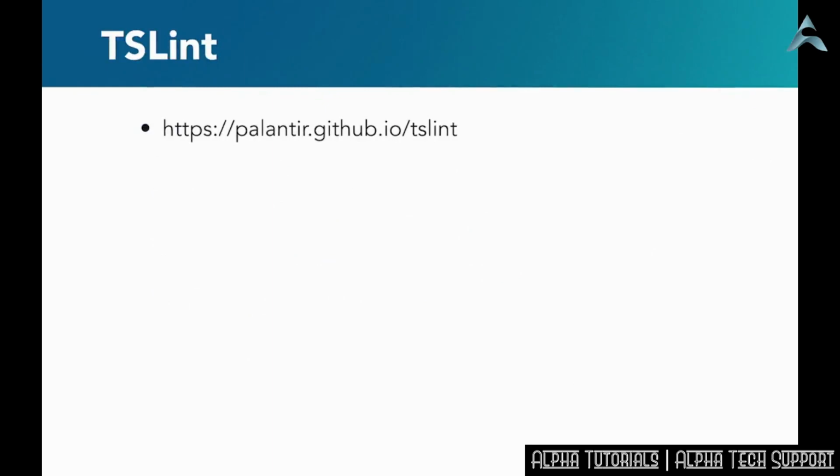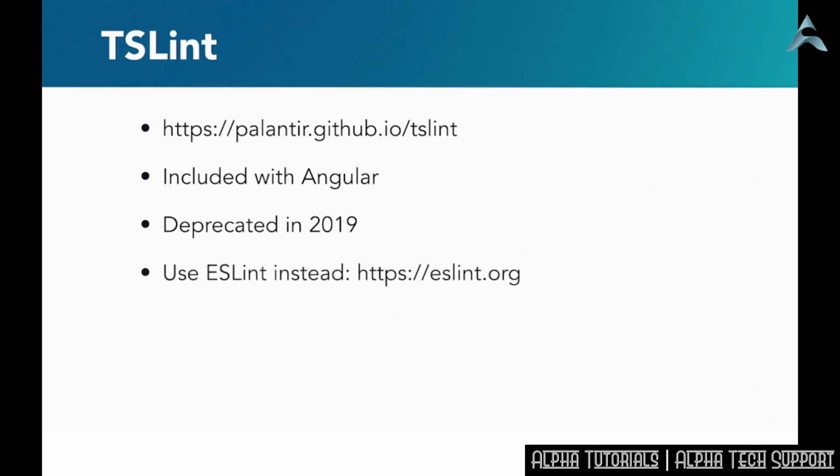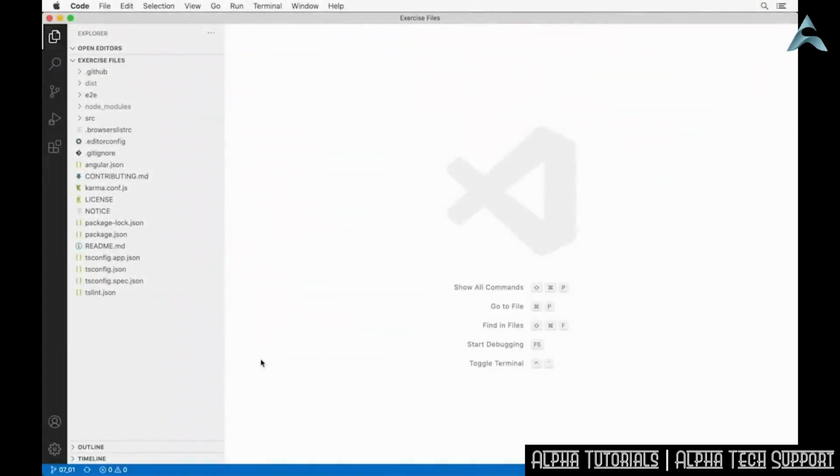As of this recording, Angular includes tslint as part of its default packages when you generate a new project using the Angular CLI tool. tslint was a great option, but its code authors deprecated the tool in 2019, and they recommend everyone use ESLint instead. Until Angular migrates to ESLint, we'll need to install it manually using npm.